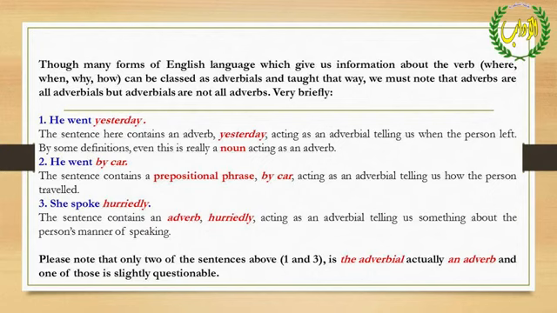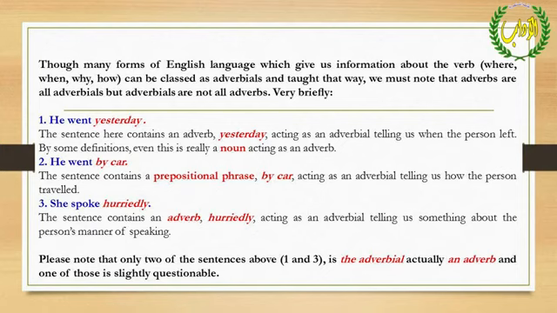Though many forms of English which give us information about the verb, where, when, why, how, can be classified as adverbials and taught that way, we must note that adverbs are all adverbials, but adverbials are not all adverbs. Very briefly, as shown in these examples, he went yesterday. The sentence here contains an adverb, yesterday, acting as an adverbial, telling us when the person left. By some definitions, even this is really a noun acting as an adverb.